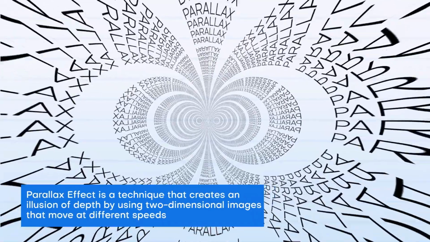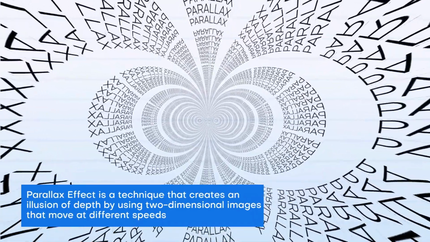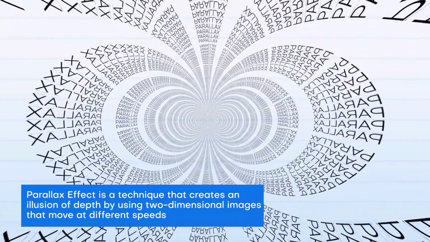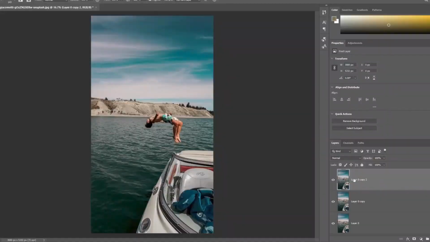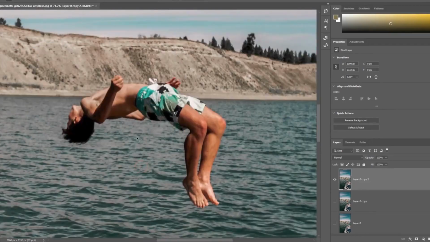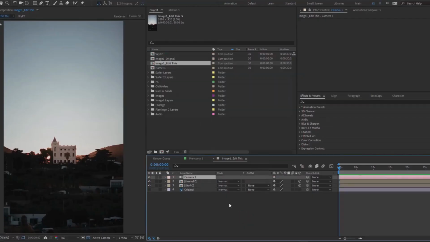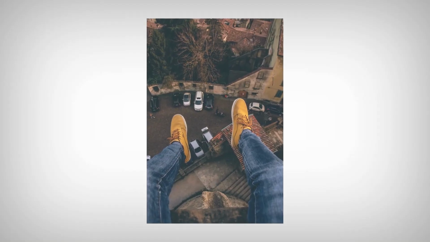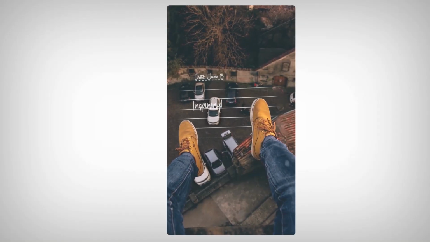In animation, the parallax effect is a technique that creates an illusion of depth by using two-dimensional images that move at different speeds. Now this effect is achieved by separating layers, then animating a 3D camera in After Effects. The camera is animated in a way that turns a simple boring image into a video.